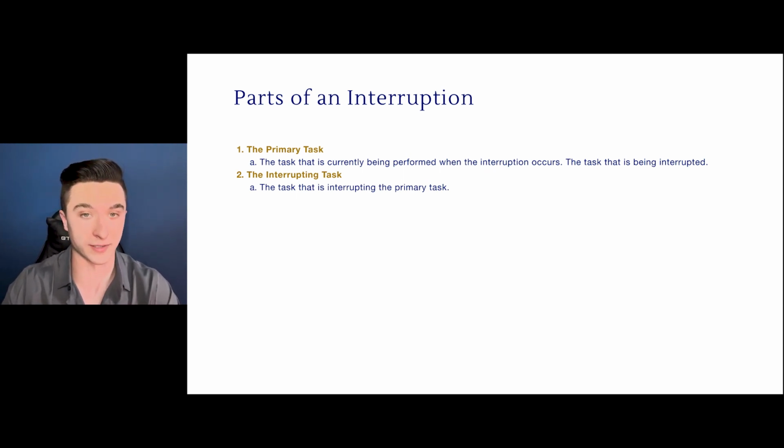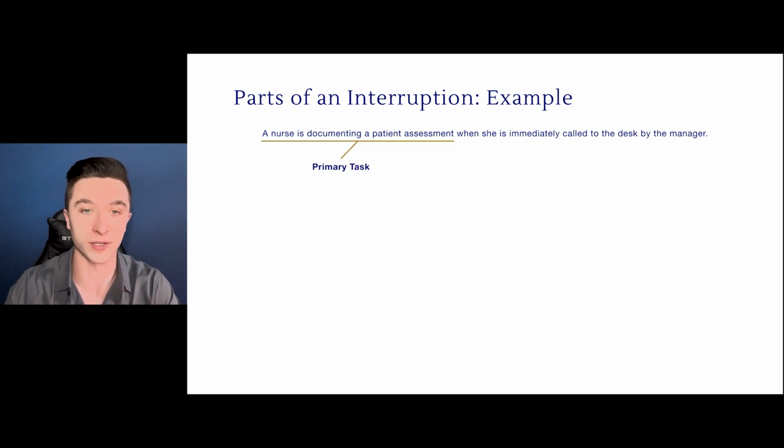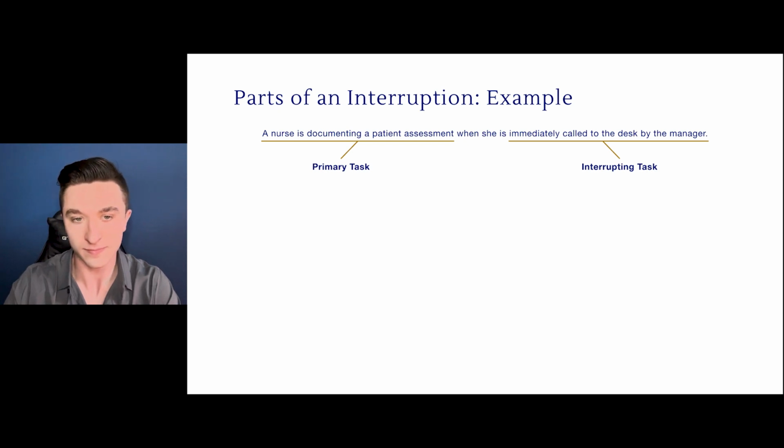Here's how they work in practice. So let's say a nurse is documenting a patient assessment when she's immediately called to the desk by her manager. The primary task here would be documenting a patient assessment because that is the task that this nurse is already engaged in and in the middle of doing. The interrupting task would then be the call to the desk. This task is interrupting the patient assessment, right?